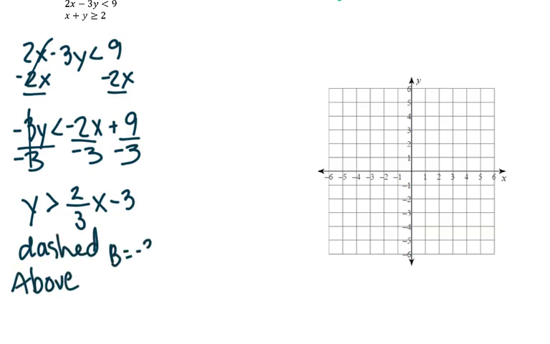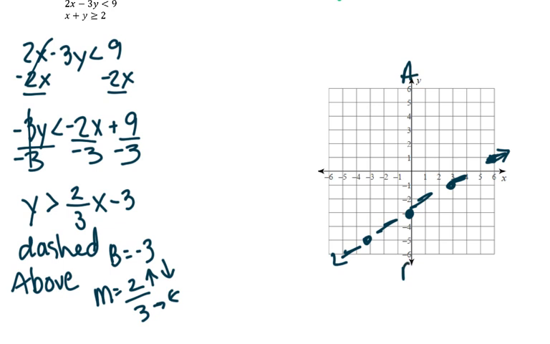B is going to equal -3. M is going to equal 2/3. So up and right, down and left. So we're at -3. Go up 2 to the right 3. Up 2, right 3. Down 2, left 3. Dashed line. Above, below. I am shading above, so I'm going to do my squiggle on this side.